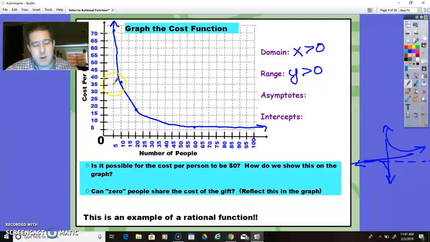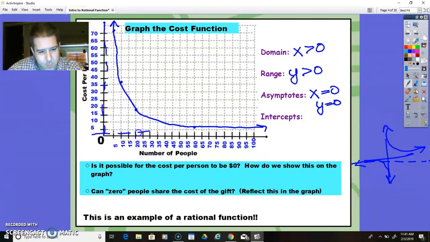Now, this is a discrete question. I do want to point out that you can't have half a person give you money. So technically, I really wouldn't have connected these dotted points. I just wanted to show you what a rational function looked like, although technically that's not the way you would graph it for this question itself. So this has an x equals 0 and a y equals 0 asymptote, for the reasons I mentioned before about these two questions down here. And it never intercepts anything.